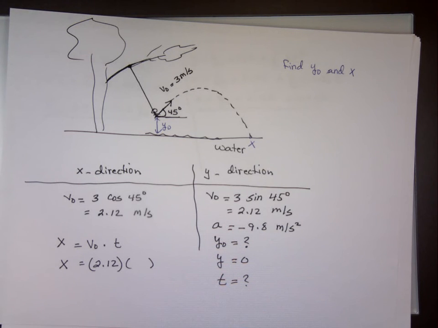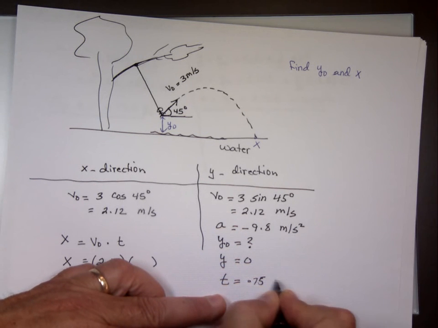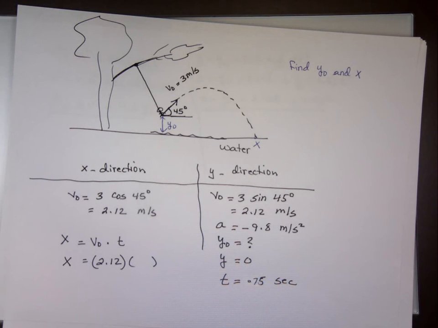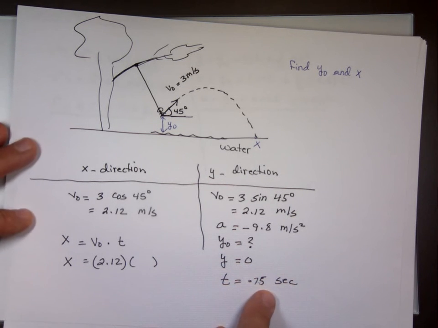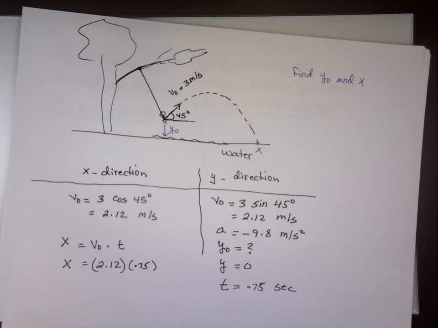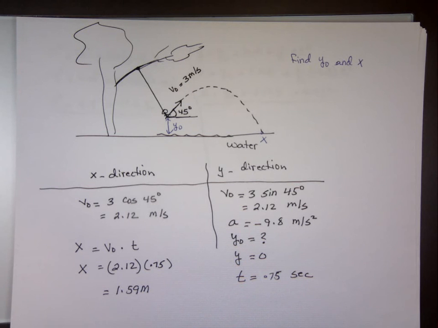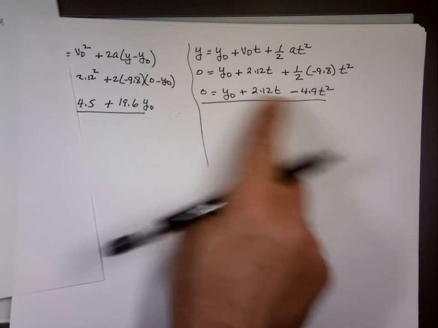But let's say it took the person 0.75 seconds to hit the water. Now if I give you that piece, can we solve it? If I give you the time, I can find x immediately now. Because I come back to this, I know what my time is, 0.75. That's 1.59 meters away. Can I find y sub 0? Let's go back to this equation. If I know what t is, can I find y sub 0 now? So take this equation, let's plug it in.